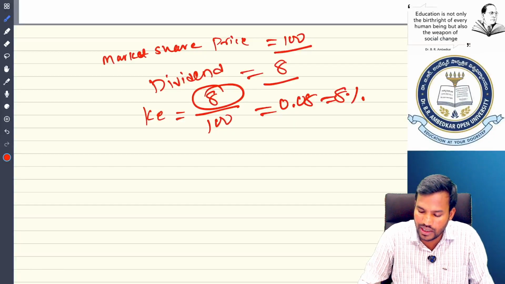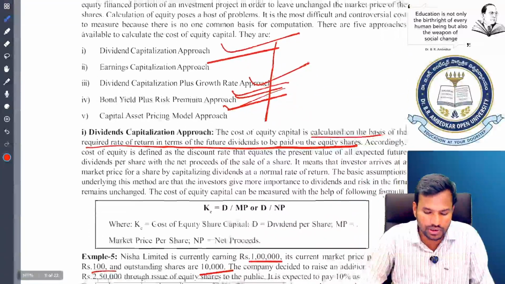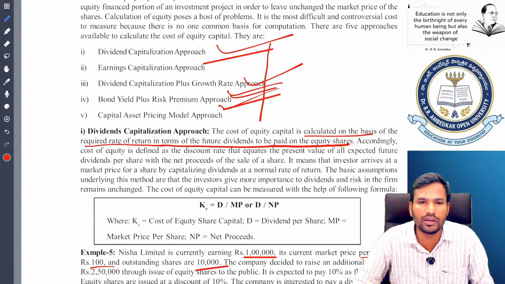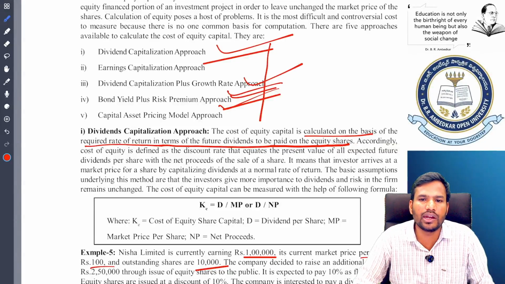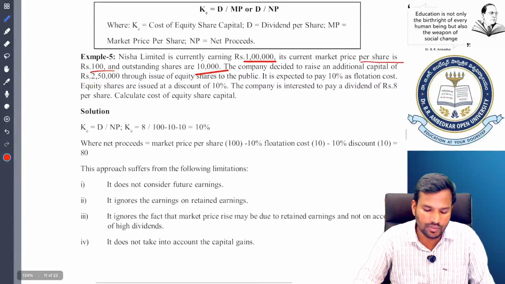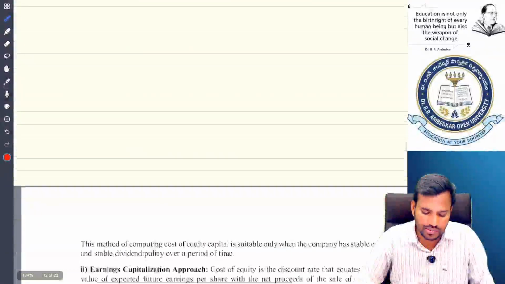Dividend model, dividend capitalization approach, means how much dividend the company is paying to the equity shareholders. On that basis we can calculate. Market price is 100 rupees per share, the company is paying 8 rupees per share, means dividend divided by market value of the shares into 100, we can calculate the equity cost by following this formula.